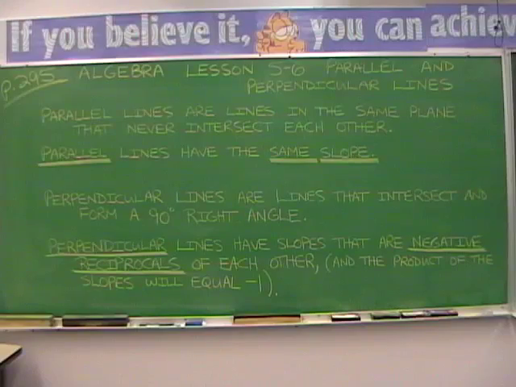Now let's take a look at what's special about perpendicular lines. Well, perpendicular lines do intersect, and in fact they intersect and form a 90-degree right angle. Now that seems more like geometry. How does it apply to algebra? Well, we have to remember that perpendicular lines have slopes that are negative reciprocals of each other. That means if we know that one line is perpendicular to another line, and if we take those 2 slopes and multiply them together, it should equal -1.